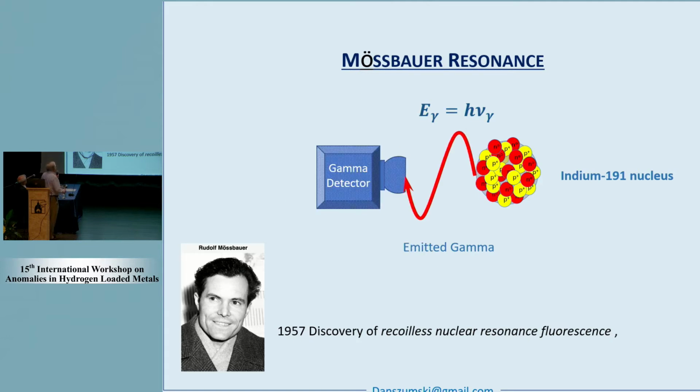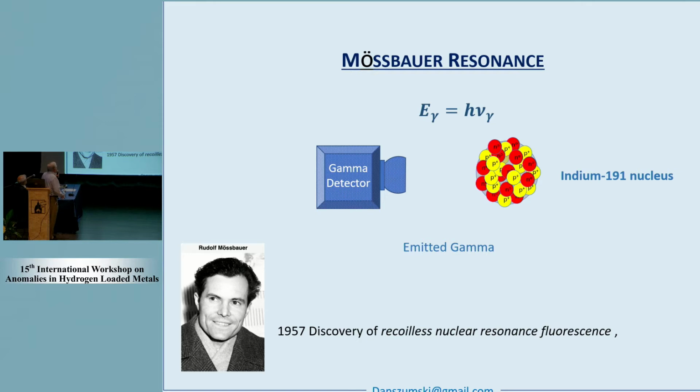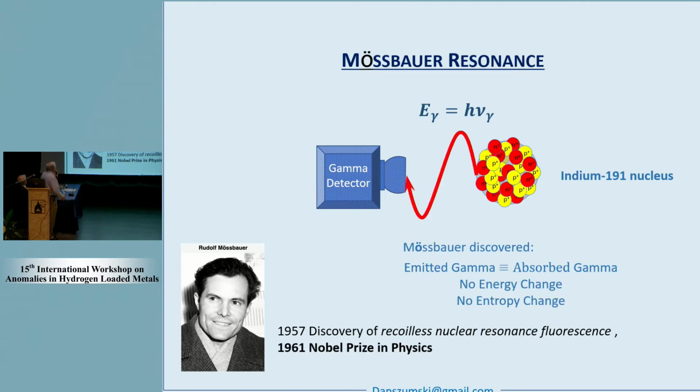to irradiate an indium-191 nucleus, and what he found is that the emitted gamma photon was identically the same as the absorbed. And this won him the 1961 Nobel Prize in Physics. He had discovered a reversible thermodynamic process in nature. And what that means is that there is no energy change and no entropy change in this process of the back and forth.